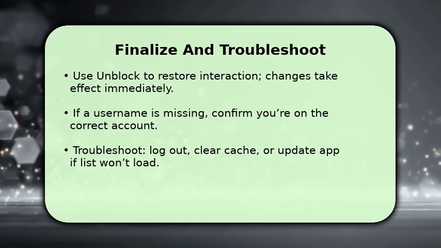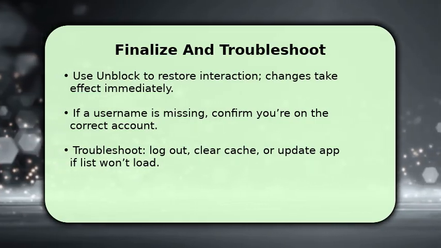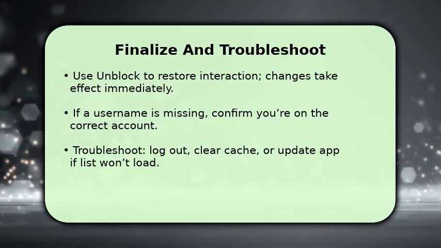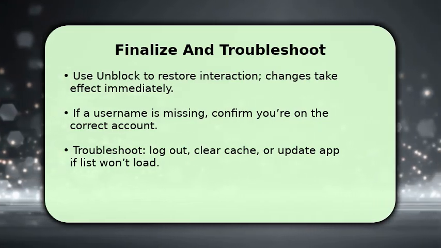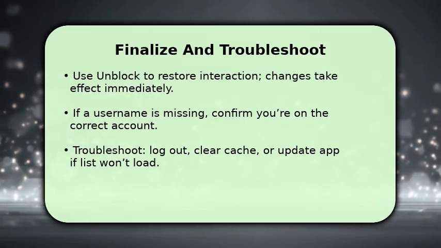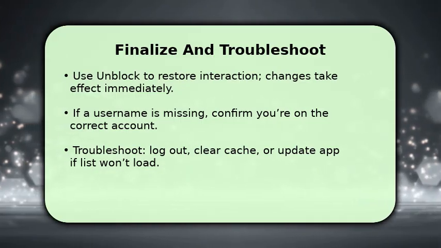If the blocked list fails to load, log out and back in, clear your browser cache or app data, and update the Roblox app. These steps resolve most sync or display errors and get the blocked list visible again.